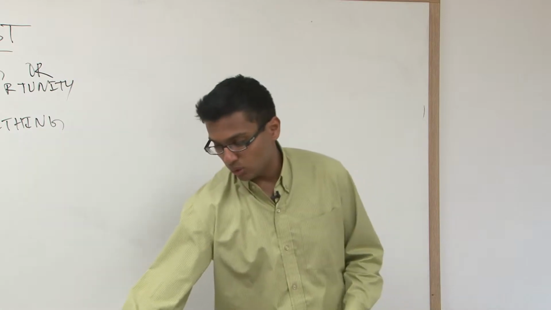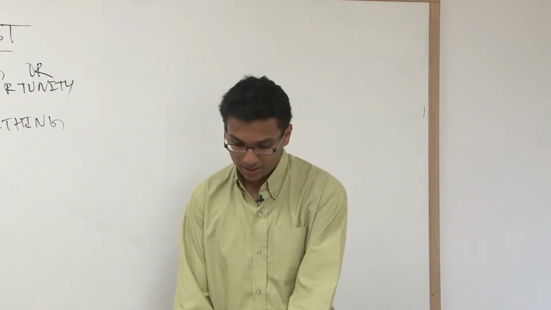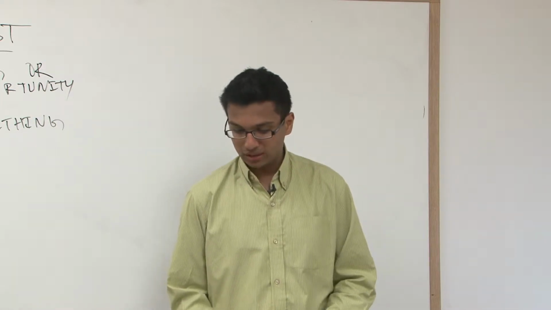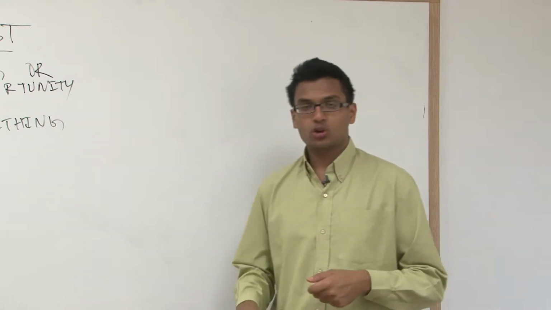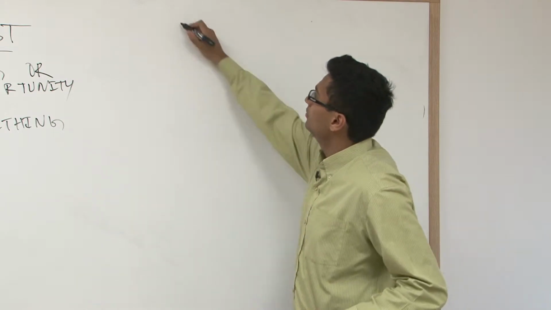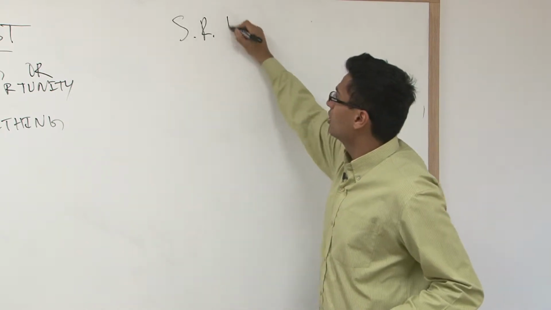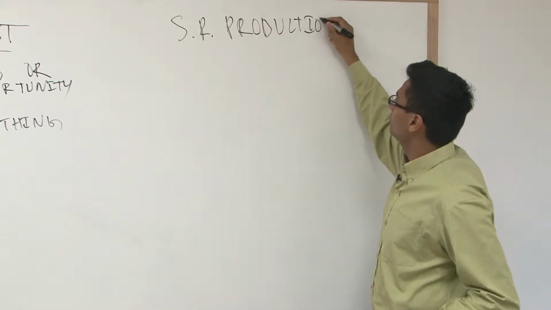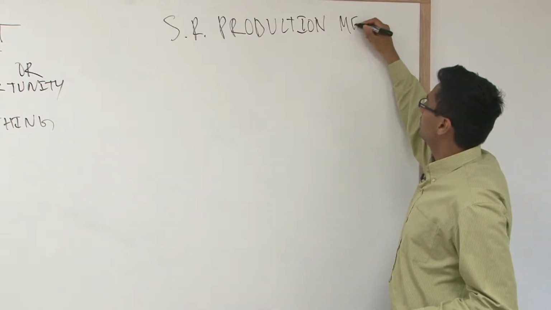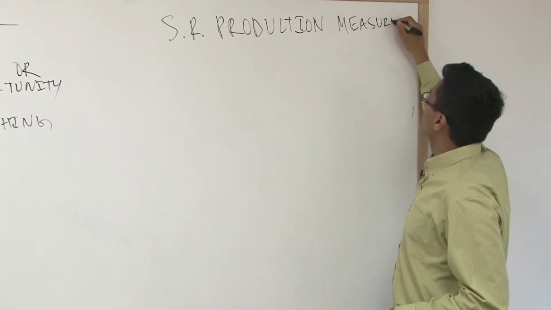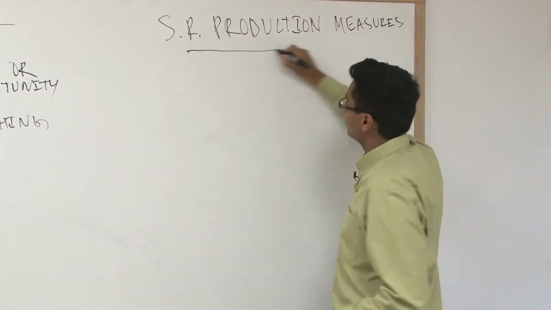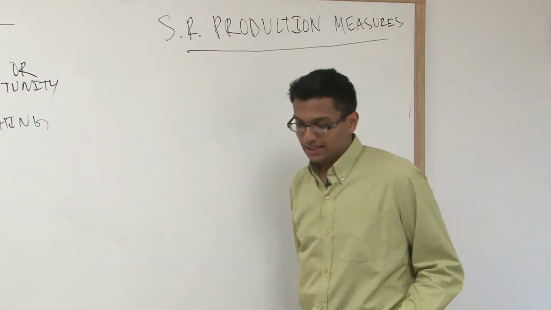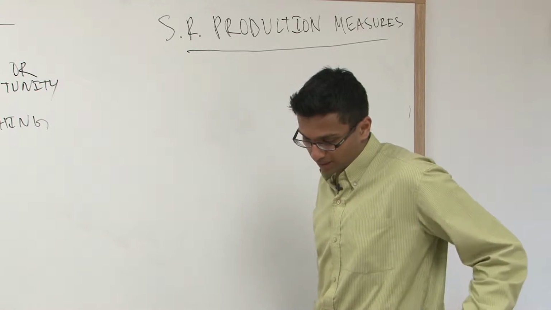So for all these, we use certain terms. With that being said, I'm going to start writing down, this comes under the title of short run production measures. Short run, as in SR, production measures. And there are three fancy terms. Not really fancy, but fancy probably at first, and then you're like, okay, it's pretty simple. The first one is total product of labor.